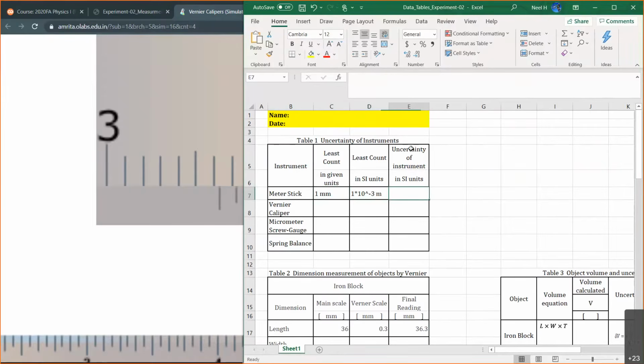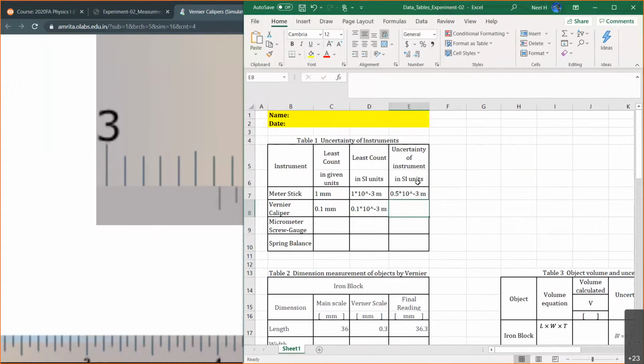Now, the error of each measurement is actually half of this if it is an analog type instrument, which means the error or the uncertainty is about 0.5 times 10 to the power -3 in meters. Now, if I apply the same concept for the vernier, the least count of our vernier is 0.1 millimeter. Least count in SI units means 0.1 multiplied by 10 to the power -3 in meters.